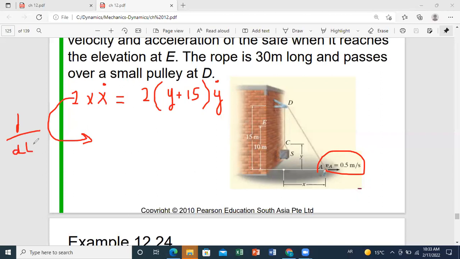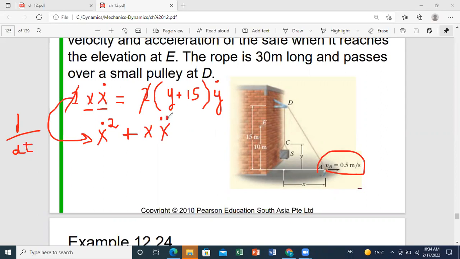First, I have here a product of two functions, u times v. You can simplify 2 from both sides, so you get x x dot equals y plus 15 times y dot. Now deriving the first term, the derivative of x is x dot. So this is u prime times v, so times x dot again. So this is x dot square, plus uv prime, where u is x and v prime is the derivative of x dot with respect to time, which will give you x double dot.